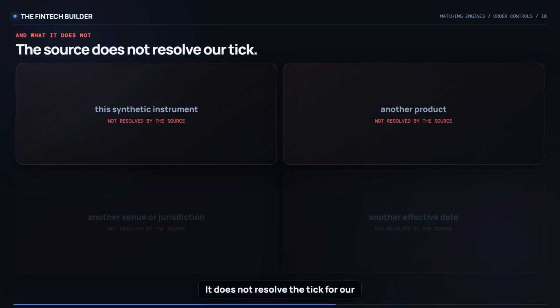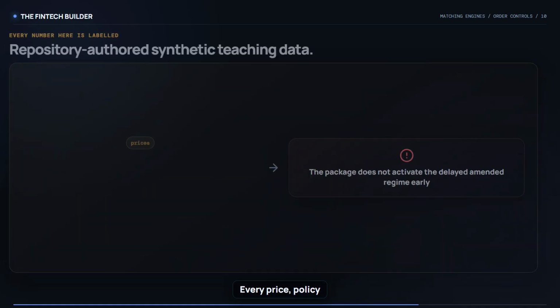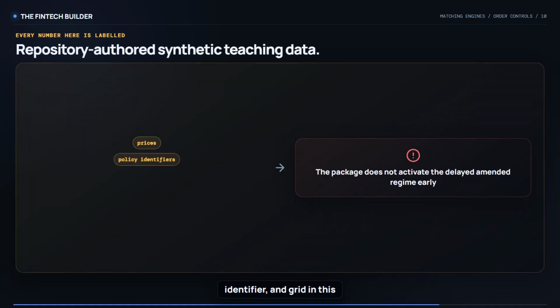It does not resolve the tick for our synthetic instrument or for any other product, venue, jurisdiction, or effective date. Every price, policy identifier, and grid in this tutorial is repository-authored synthetic teaching data, and this package deliberately does not activate the delayed regime early.